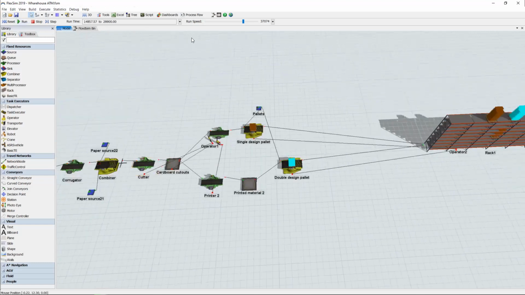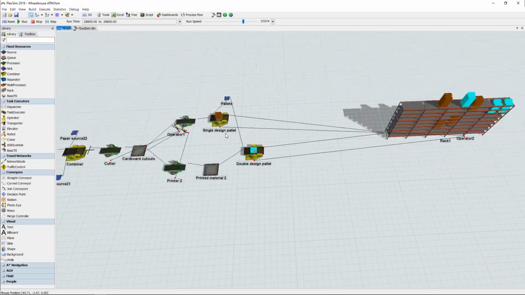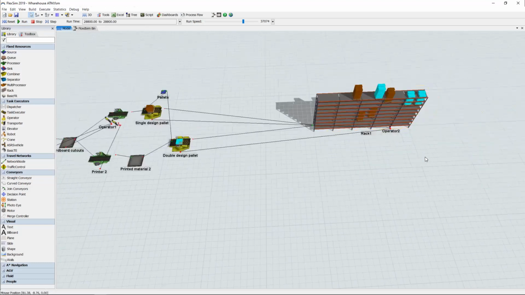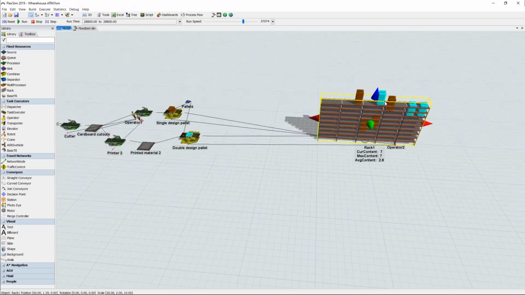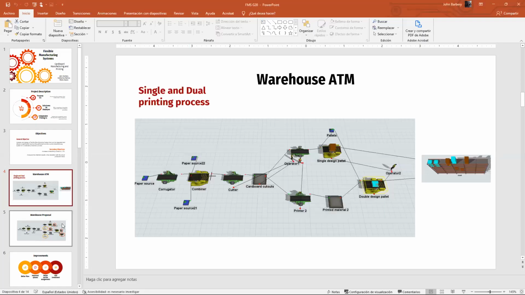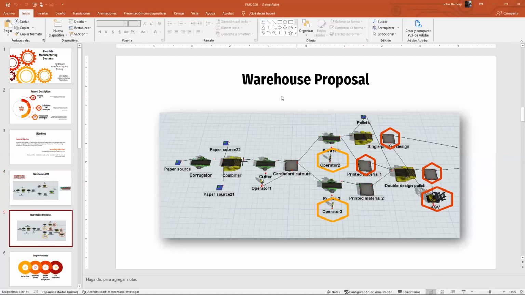We can see if we run the simulation, at the end of the day, they have only 7 pallets, but here without combining the dual printing and the single printing. So in reality, they have only about 4 customers with their necessities met at the end of the day. So Guillermo is going to talk about the warehouse proposal so we can improve.